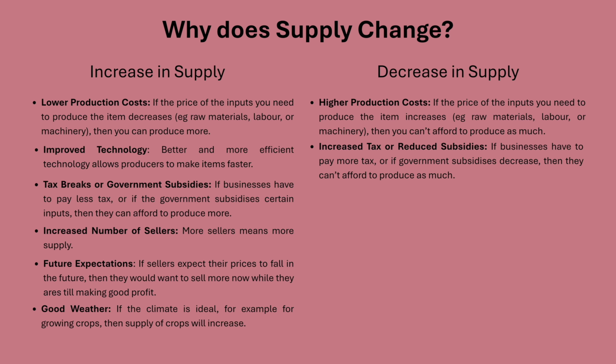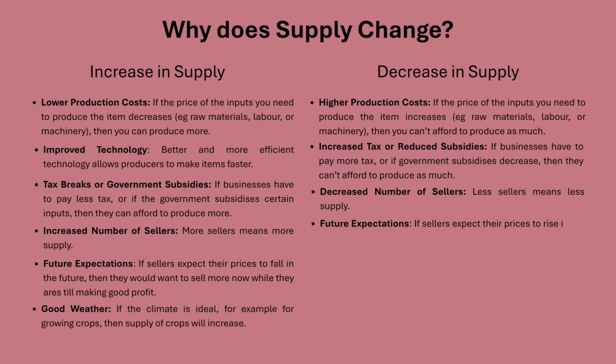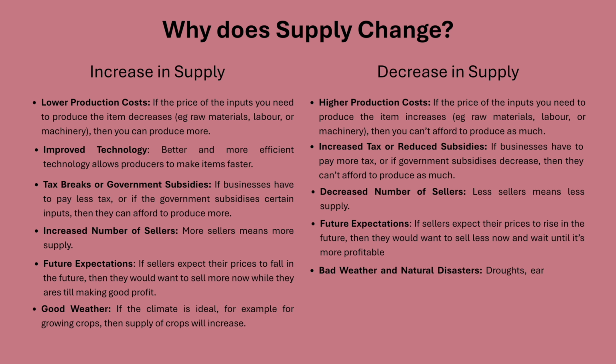Decreased number of sellers. If there are a bunch of cafes that close down, then the supply of coffee decreases, for example. Future expectations. If sellers expect their prices to rise in the future, then they would want to sell less now and wait until it's more profitable. Bad weather and natural disasters. This is something that they like to ask about in the exam. There are natural disasters that happen and affect a business. Like if there is a drought, then the supply of corn might decrease. Or if there is a flood, it might wash out some crops.